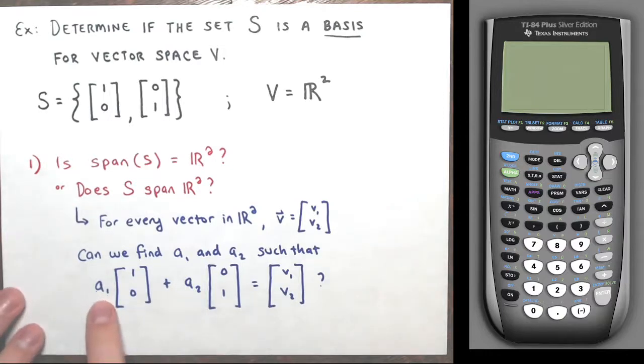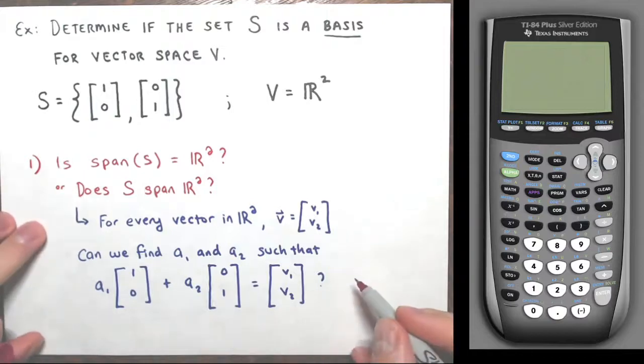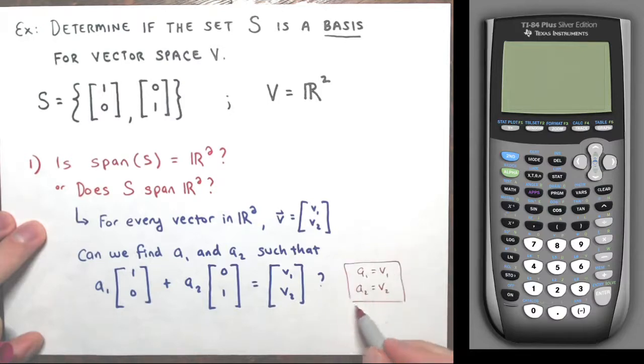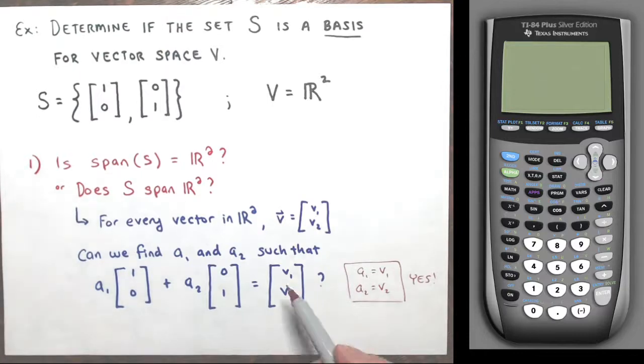All right, now again, I hope this one's obvious. If I just let A1 be V1 and A2 equal V2, then we're golden. So the answer to this question is yes, right? V1 times (1, 0) plus V2 times (0, 1) would be the vector V1, V2. So for any choice of V1 and V2, for any vector in R2, I can find a linear combination of vectors in S that make that.